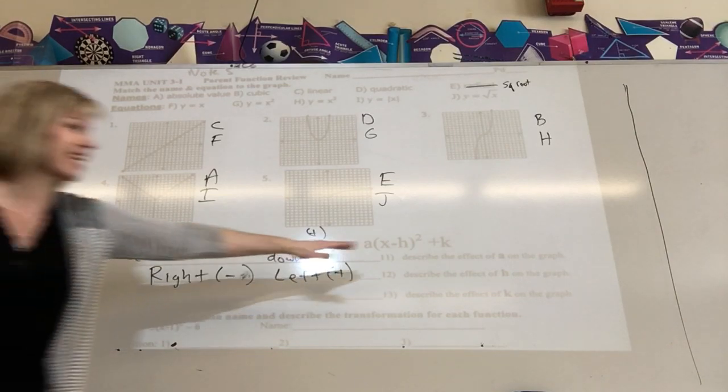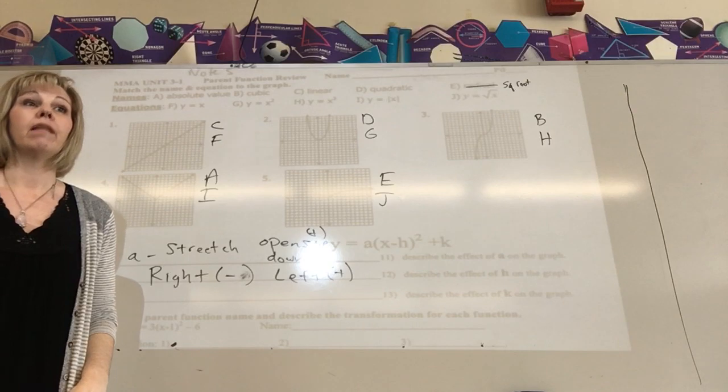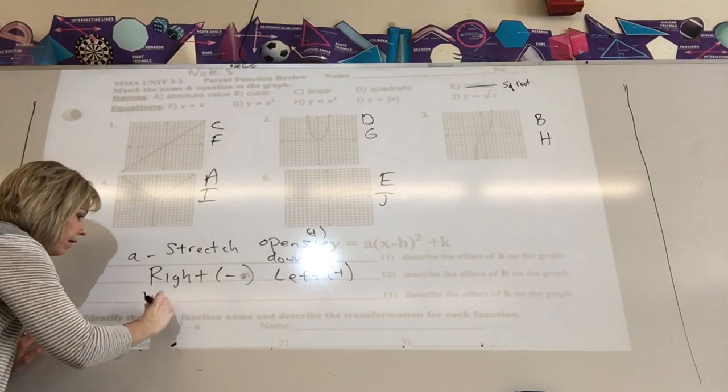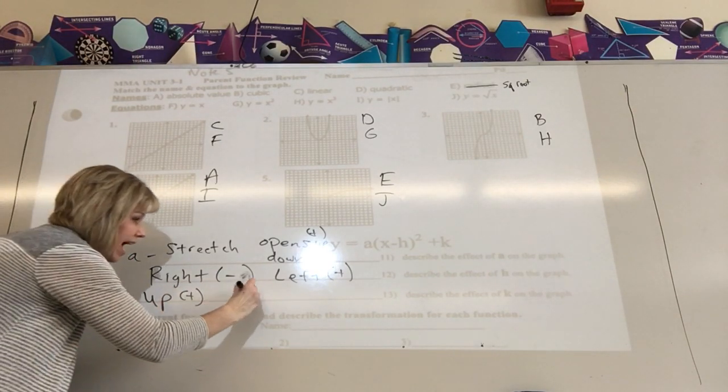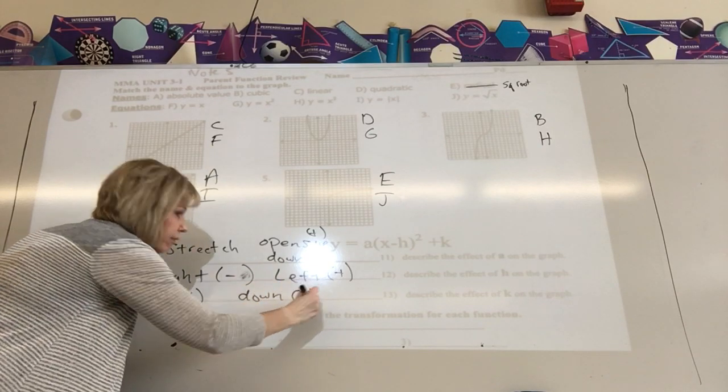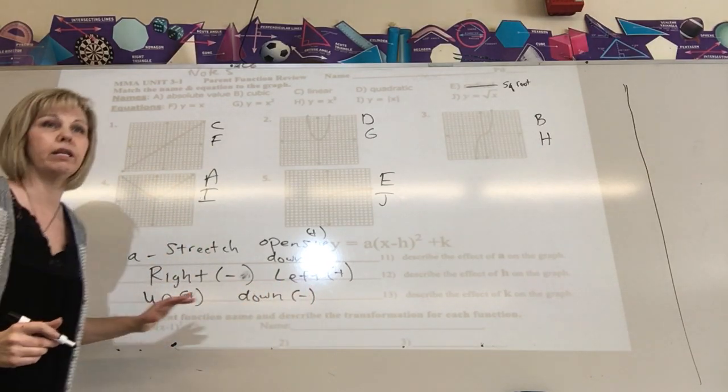Number 13, how did the K affect the graph? That was the up or down. Up if it was positive, down if it was negative. Okay, so that's what we already know.